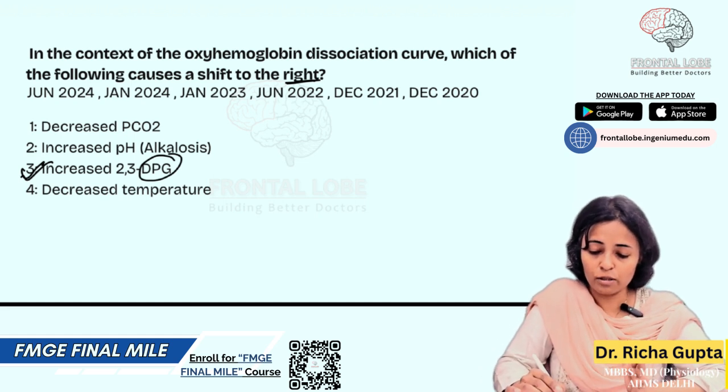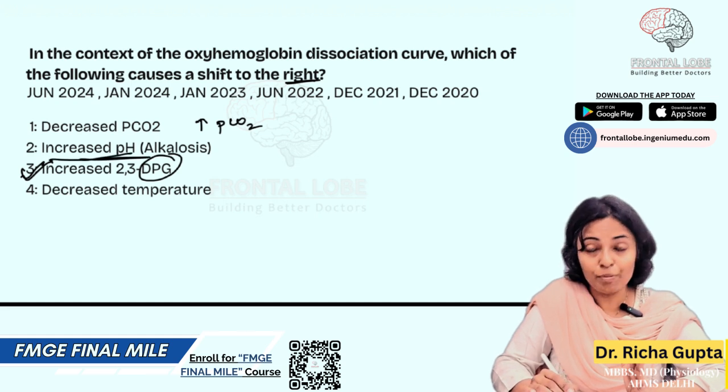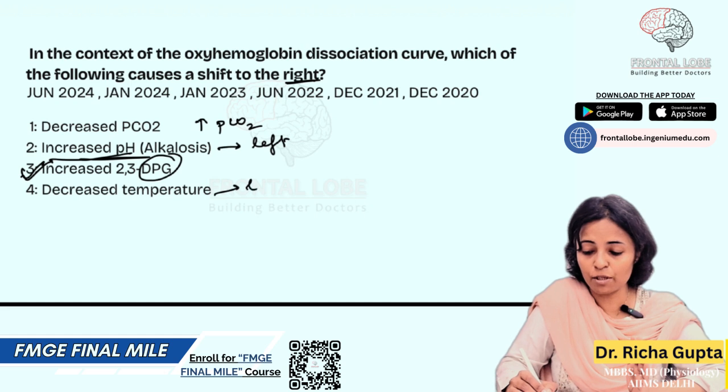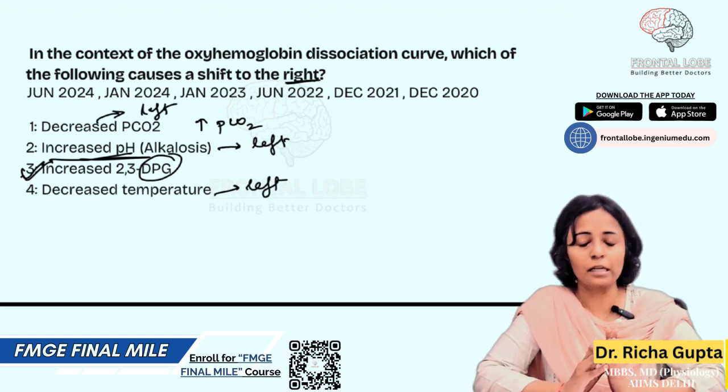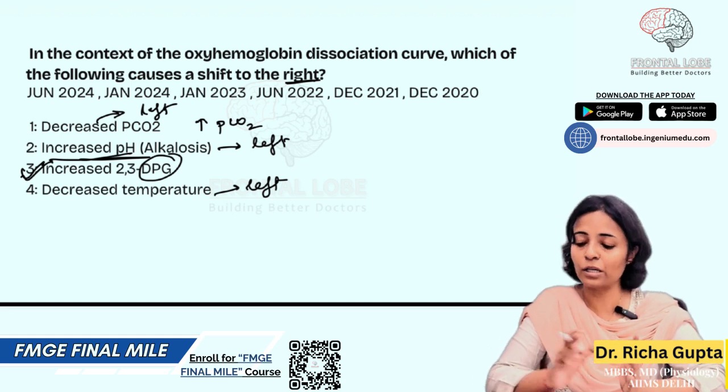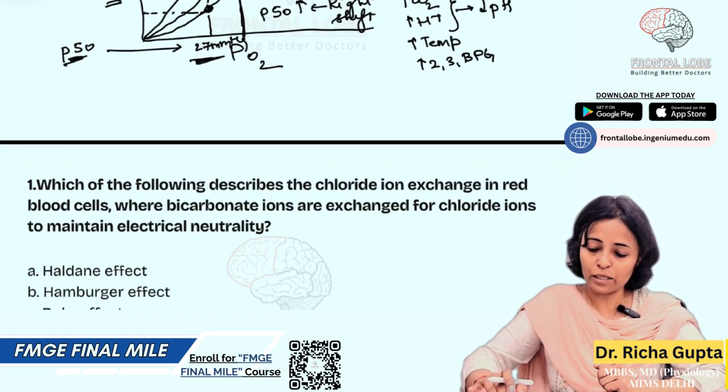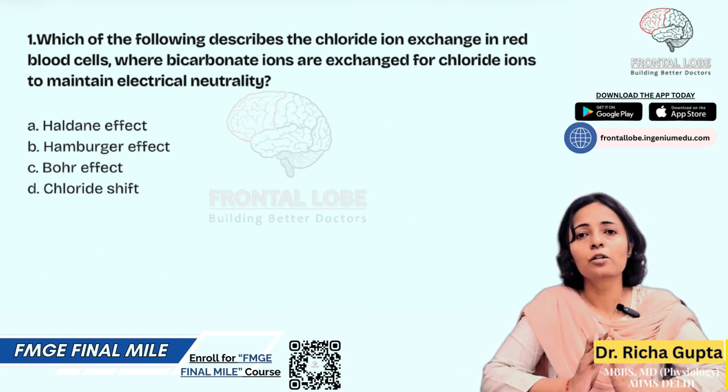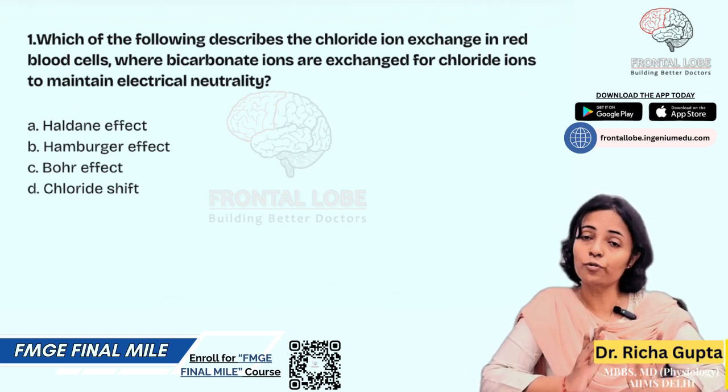Okay, so here increase in PCO2 will cause shift to the right. Increased pH, that is alkalosis, will cause shift to the left. Decreased temperature, again shift to the left. Decreased PCO2, again shift to the left. And it is a very important concept, very commonly repeated as well in various forms. Okay, so that was about the transport of oxygen.